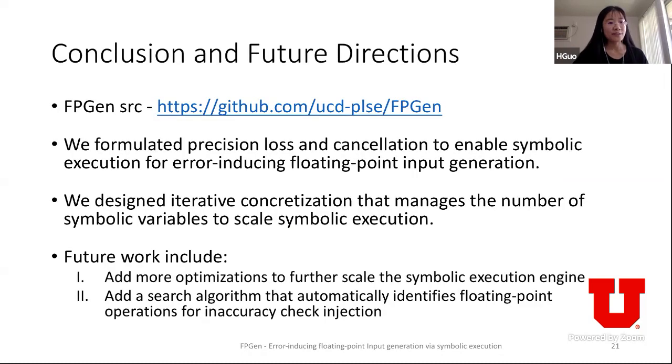To conclude, first we designed and implemented FPGA. And in FPGA, we formulated precision loss and cancellation to enable symbolic execution for error-inducing floating point input generation. And we designed an algorithm that performs iterative concretization that manages the number of symbolic variables to scale symbolic execution.